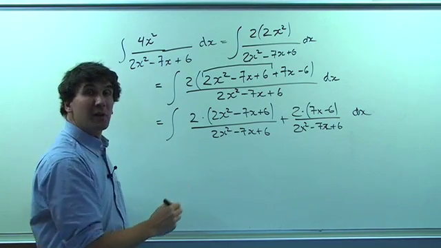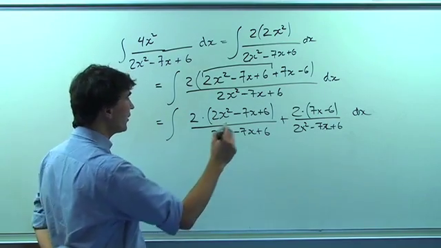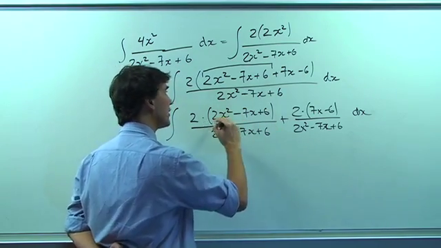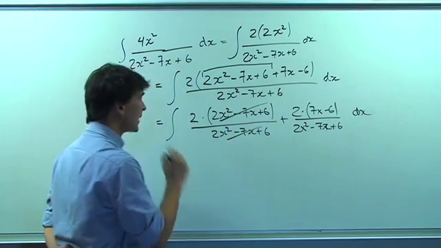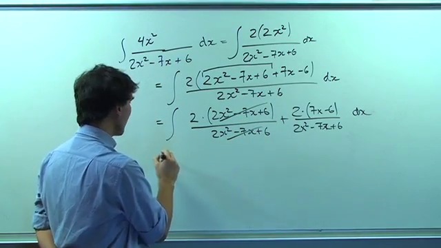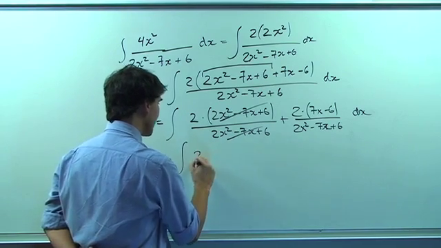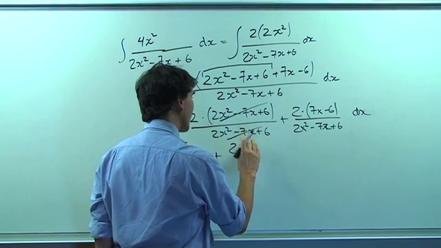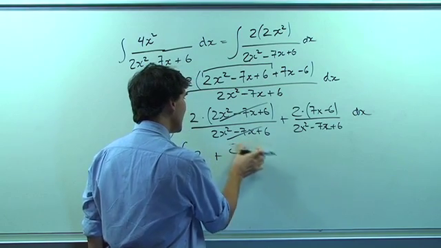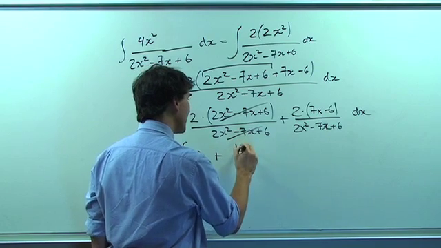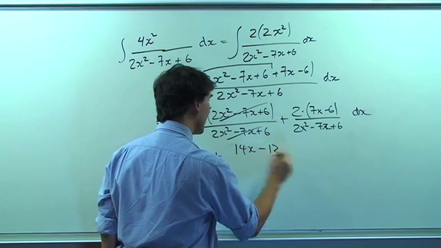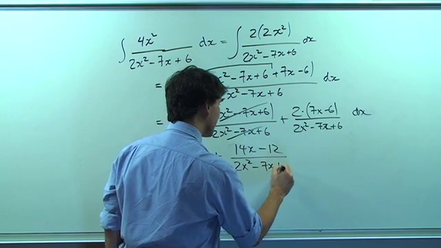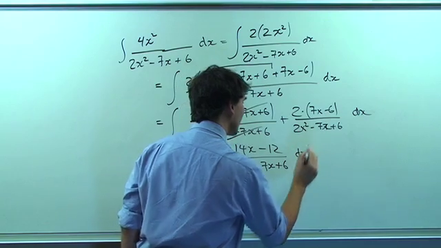All right, now we're at a point where we can simplify things a little bit. The denominator has a factor that's the same in the numerator, so we can cancel those, and we're going to be left with this integral here, which is now 2 plus 2 times, well, I might as well expand it out at this point. So that is 14x minus 12 divided by 2x squared minus 7x plus 6, all integrated with respect to x.